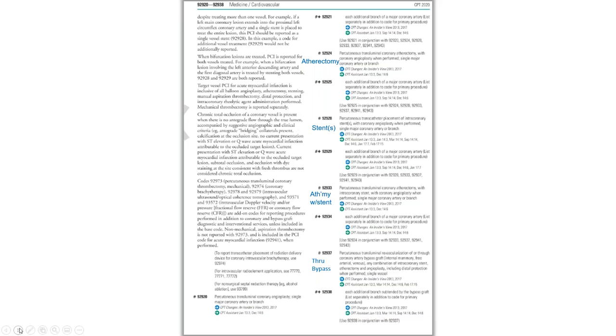Okay, this is basically just a copy of the page from your book. What I do, I like to be able to figure things out quickly. So I have PTCA written by 92920, atherectomy by 92924, stents, atherectomy with a stent, and then through a bypass. That way, I can very quickly hone in on what part of the page I need to go to.